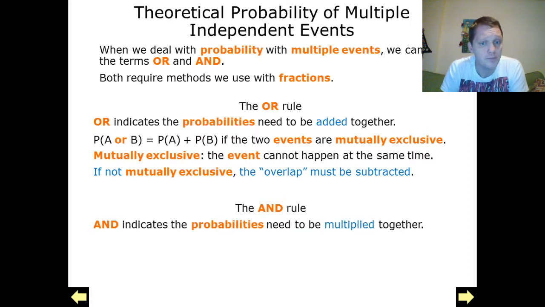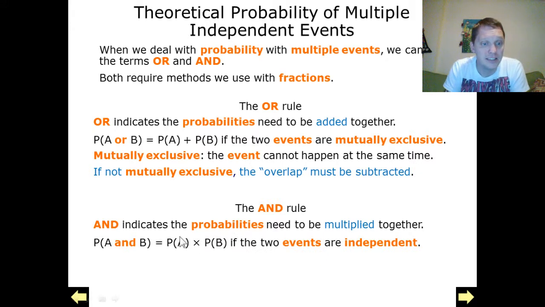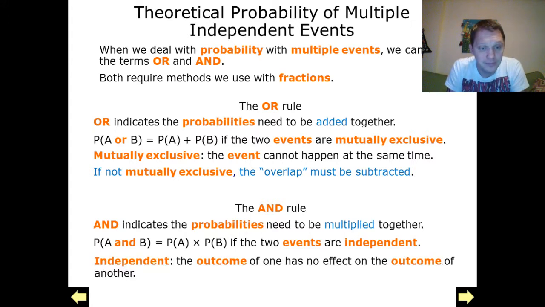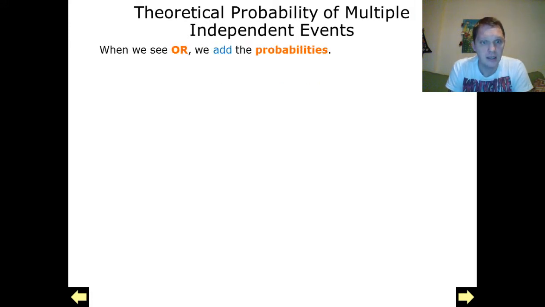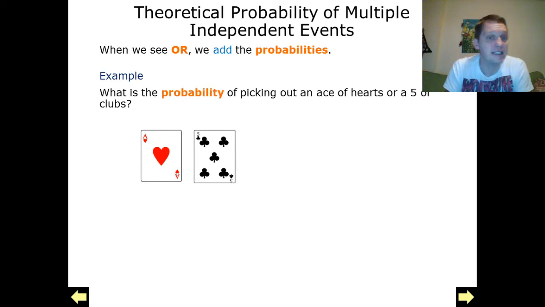And we've got the AND rule, which whenever we are dealing with the AND, so the probability of this and this taking place, we are going to multiply together our fractions. So probability of A and B, probability of A multiplied by the probability of B, if the two events are independent. Again, they've got no impact on each other, so the one outcome is not reliant on the outcome of the other one. So let's put these into examples.